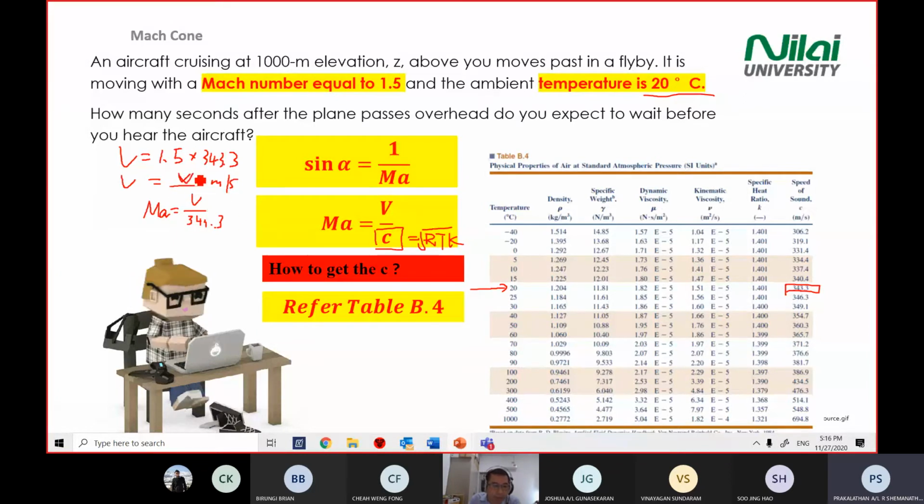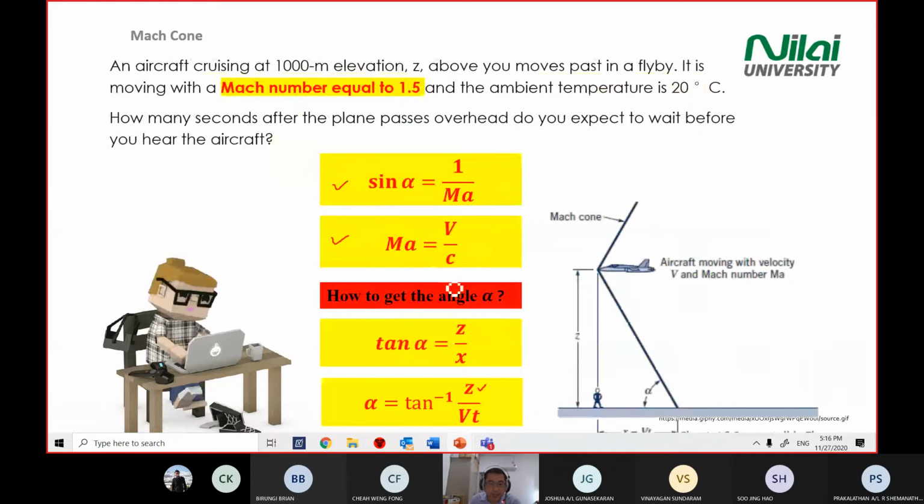So you have one number here. Maybe I highlight this one. This one you get your V. Then you go back to the angle. So for the angle here, you have your V just now, right? And then what else do we have?